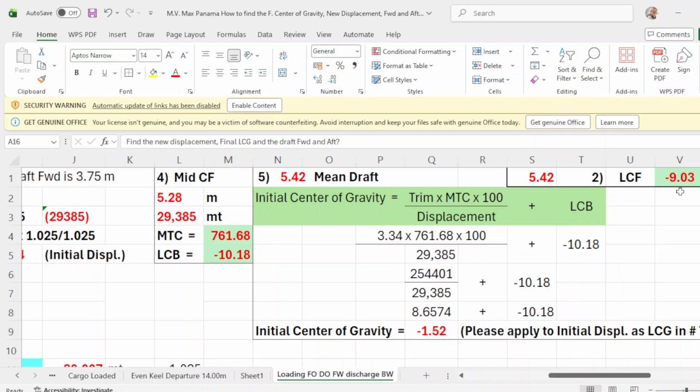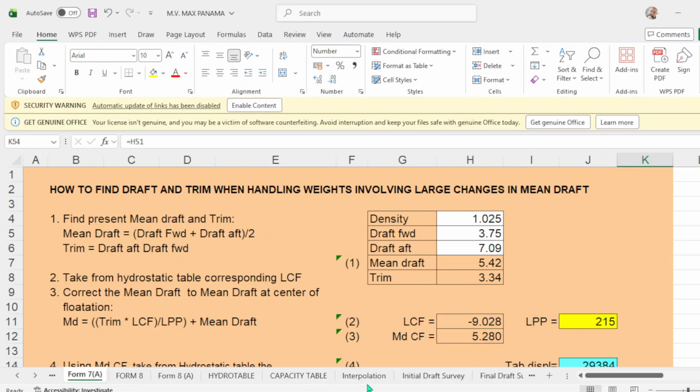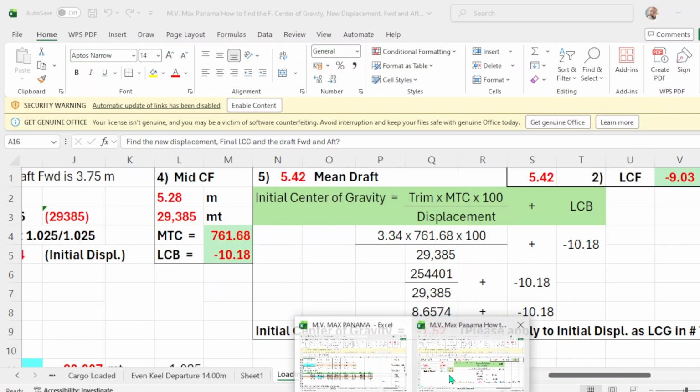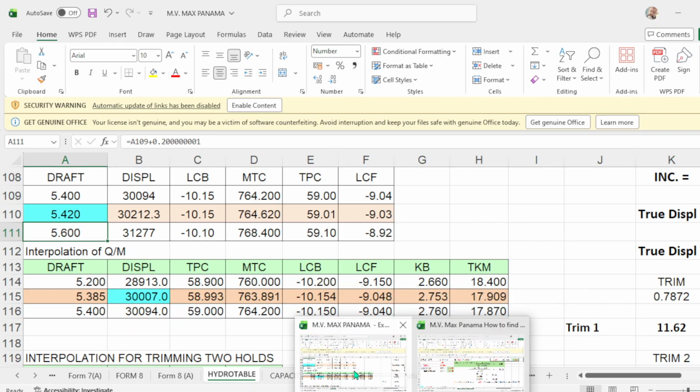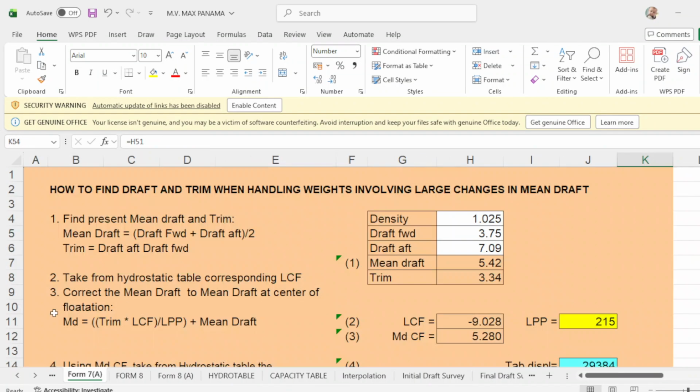Number 2: LCF is 9.03 with mean draft of 5.42. If you go to the hydrostatic table, 5.42, the LCF is 9.03. It's already rounded off. Okay, it's clear. Then we go to number 3.